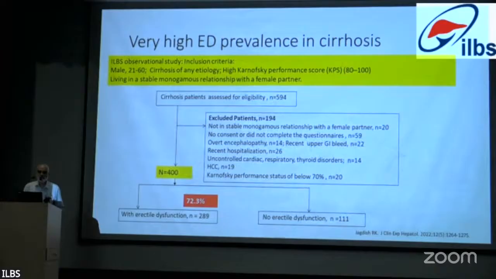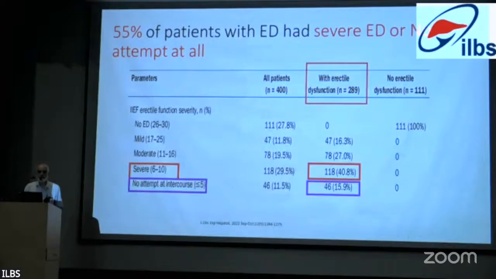This was one study which was done here in the pathology department. This was on males 21 to 60, cirrhosis of any etiology and high performance status. Of 400 patients, 72.3% had erectile dysfunction. It's quite high. And almost half of them had severe ED, or there was no attempt at all. So 70% had erectile dysfunction, and of those 50% had very severe erectile dysfunction.